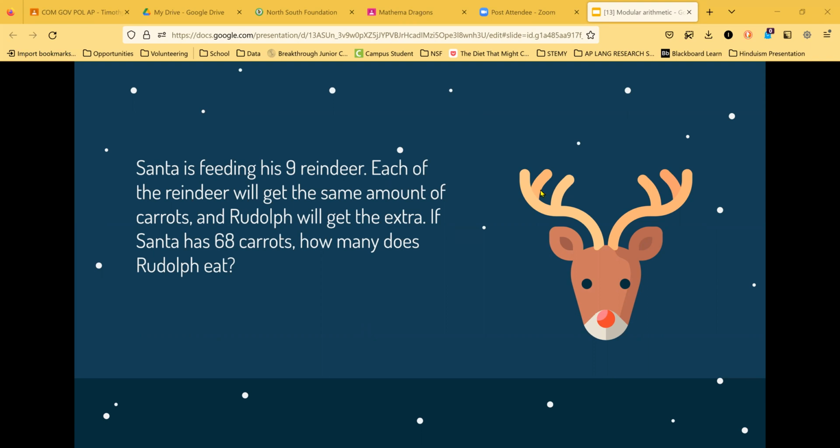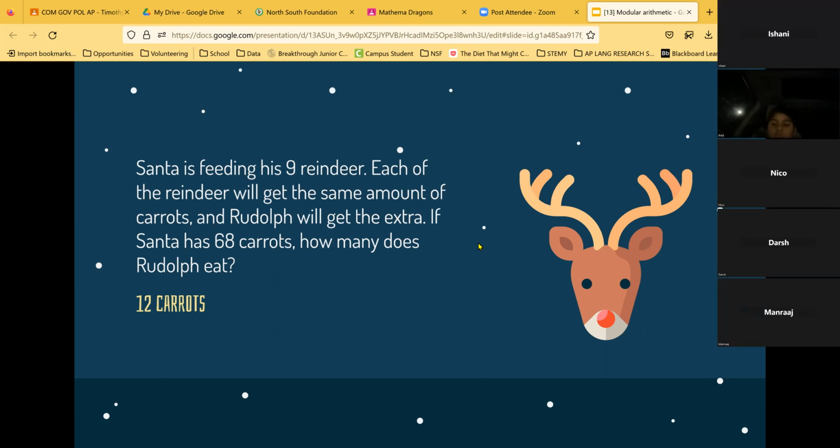Okay, so there are a variety of answers. So it's 12 carrots. So we have that Santa is feeding his 9 reindeer. Each of the reindeer get the same amount of carrots and Rudolph gets the extra, right? So first we divide it, right? And we get 9 reindeer. Right, so 68 divided by 9 is equal to 6, right?